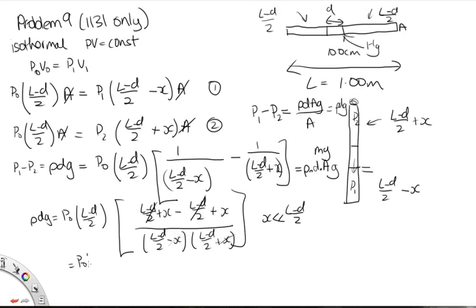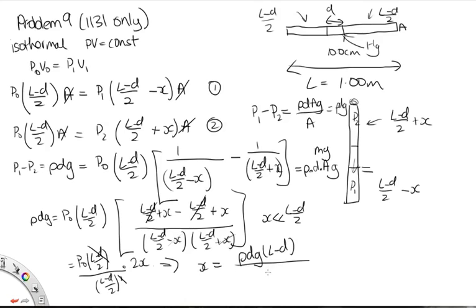Okay, so we've got P0 times L minus d over 2. On the bottom, we've got L minus d over 2 times L minus d over 2, so that's L minus d over 2 squared, and on the top, we've got 2x. So that will cancel. Now what we're trying to do is find x, so x is equal to rho d g, and then we've got this L minus d over 2. We've got to divide by this 2, so get rid of that 2 and make that a 4. And we've also got to divide by P0.